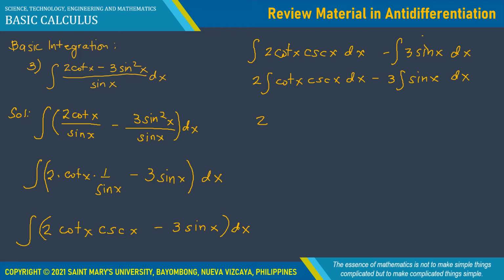Okay, so we have negative cosecant x minus 3. Then, ang integral ng sine x ay negative cosine x plus c. Okay, so multiply. So, 2 times negative cosecant, so negative 2 cosecant x. Negative 3 times negative cosine is equal to positive 3 cosine x plus c. Okay, so yan na yung ating magiging integral.